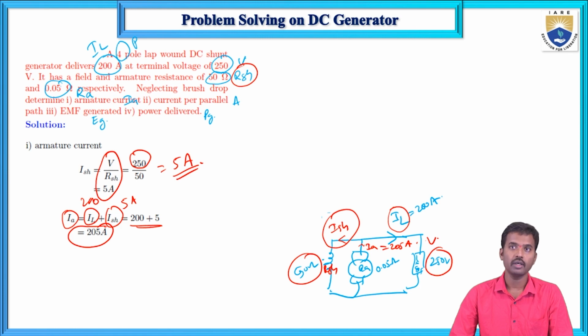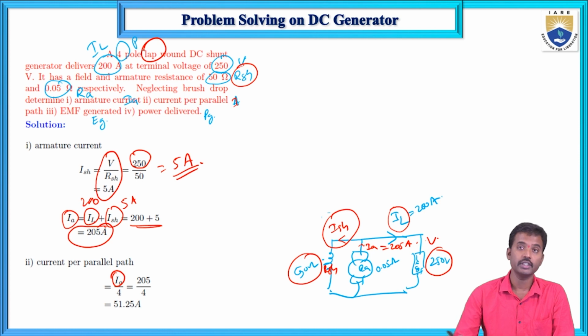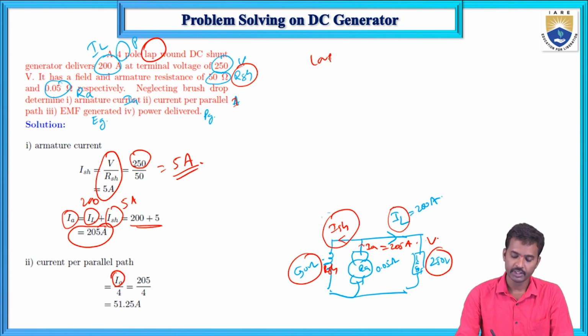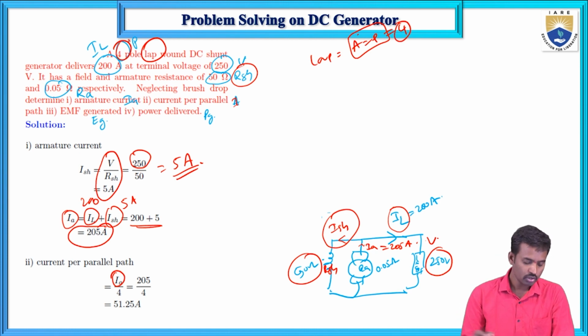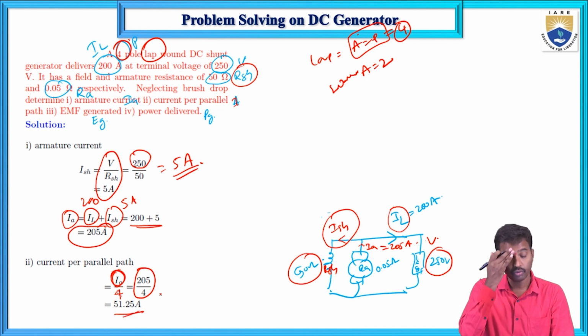Now, the current per parallel path. First, the number of parallel paths. This is a lap wound DC shunt generator, and for a lap connection A equals P, so the number of parallel paths equals 4. In the case of a wave connection, A equals 2. The current per parallel path is the armature current divided by A, so 205 divided by 4 equals 51.25 amperes.